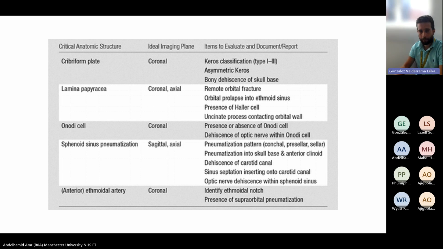Look at the lamina papyracea. That's the L. You're looking at whether there's any orbital collapse into the ethmoidal cells, and how the uncinate process is attaching to the orbital wall. And O is for Onodi cell. Have you heard of the Onodi cell?